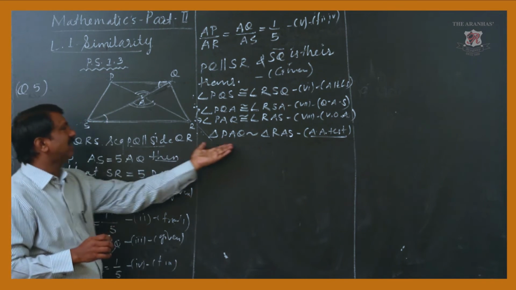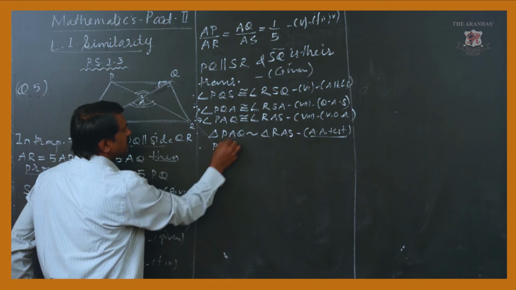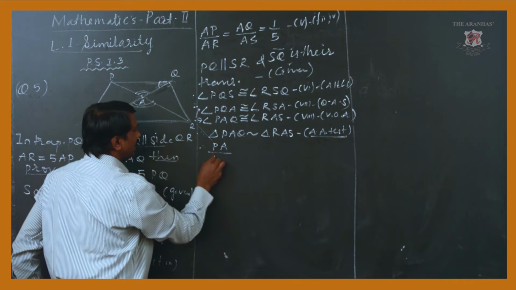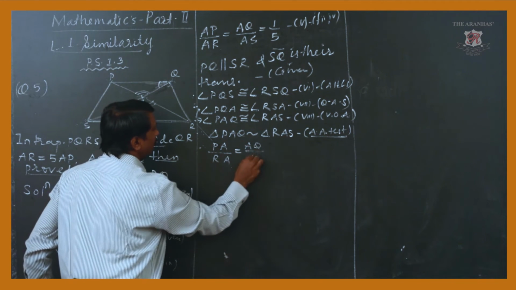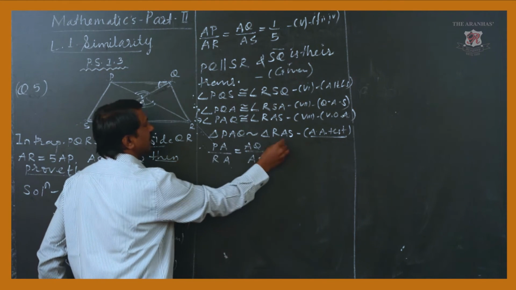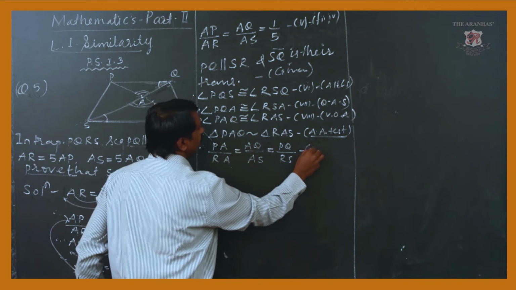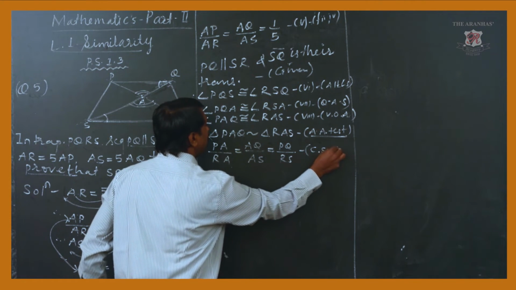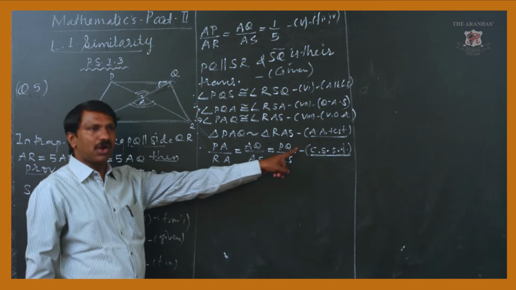So no need of the angle, just write its sides. Here the corresponding sides give us PA upon RA, which is equal to AQ upon AS, which is equal to PQ upon RS. Here we'll write the reason: corresponding sides of similar triangles. Pay attention to this short reason which is written.